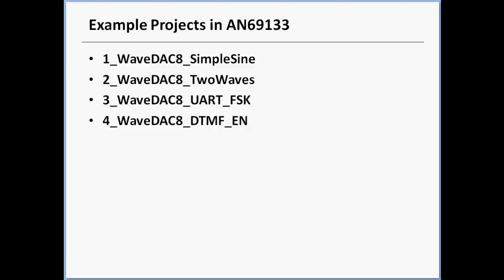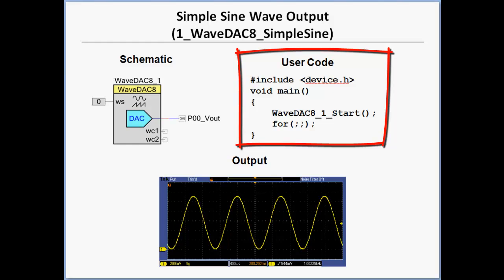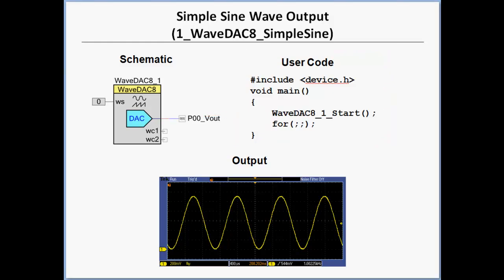Four projects are included to provide a range of application ideas. I will briefly describe each of these projects. In this example, a single continuous sine wave is generated. Notice the wave select pin, WS, is set to logic 0 since only one waveform is used. The output, P00_V out, is just a continuous sine wave. Since the component does all the work for you, notice the code to generate the signal is only one line: WaveDAC8_1_Start. It doesn't get much simpler.